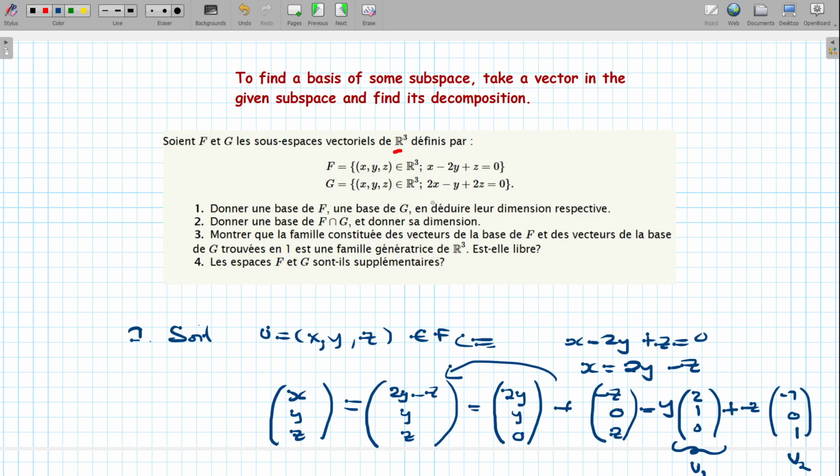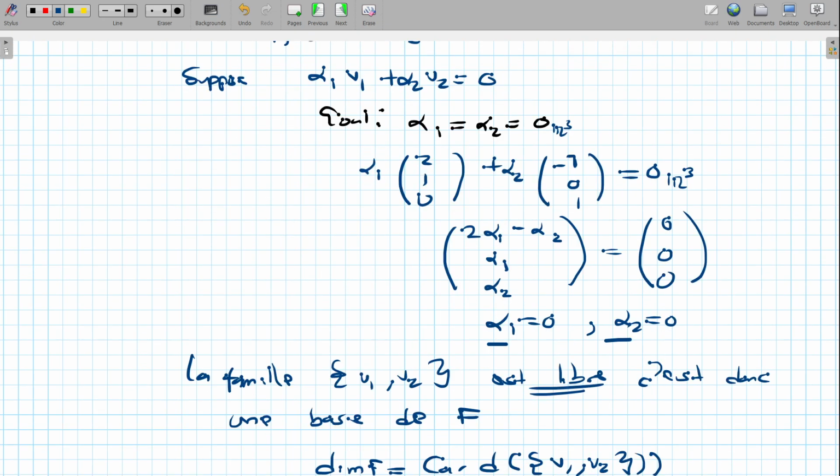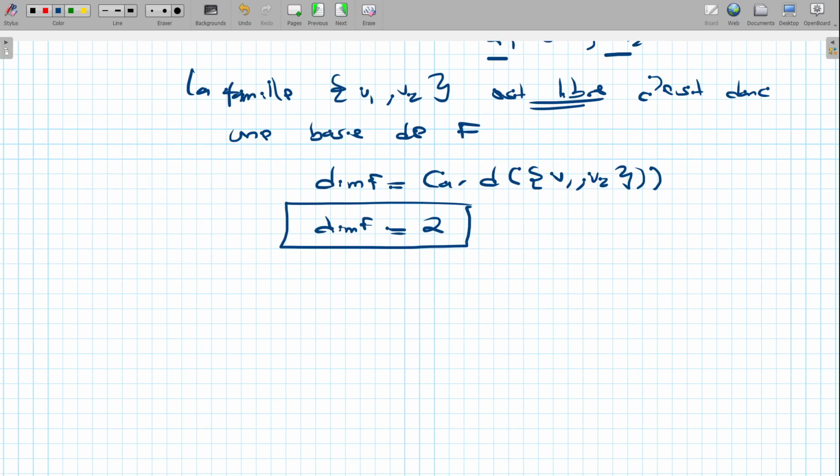So let's maybe look at the condition that we're supposed to check: 2x minus y plus 2z. So maybe you can say 1b. The first one is 1a. So we'll take a vector (x, y, z) in G. This means that we satisfy this condition. So we have 2x minus y plus 2z is equal to 0.